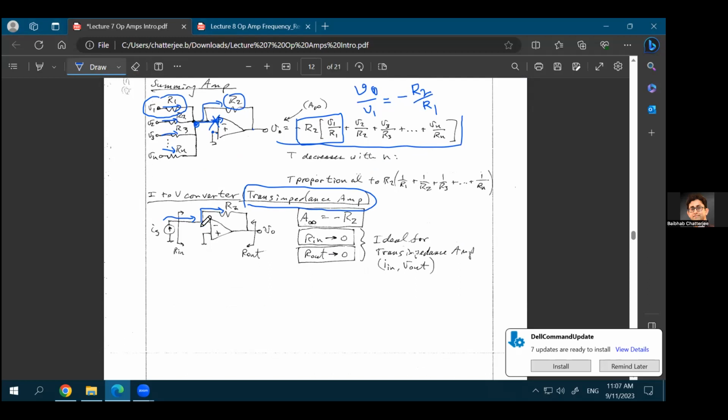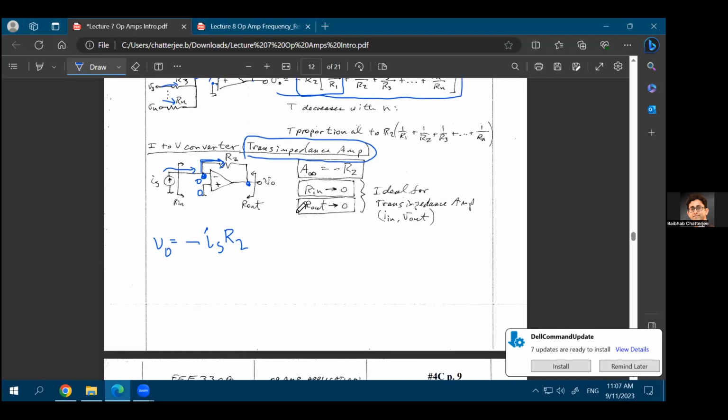What is this point's voltage? This point's voltage is equal to 0. Why? Because the other terminal, that point's voltage is also 0, AC 0. So it's an AC virtual ground at both the positive and negative input terminals. So if this point's voltage is 0 and this point's voltage is V0, and you know that there is an IS current flowing through R2, then what is the voltage at V0? It should be minus IS times R2, right? That should be equal to your V0.